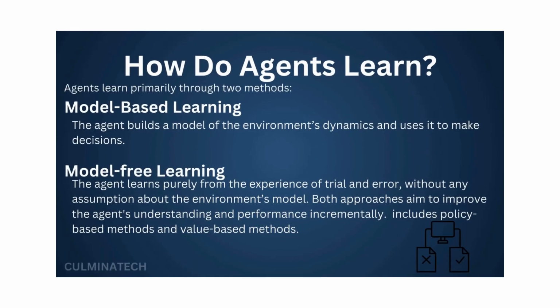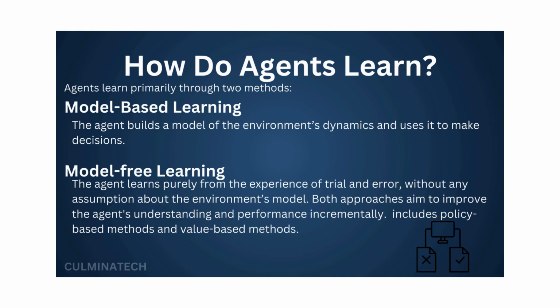So how do agents learn? Agents learn primarily through some methods. We have model-based learning and model-free learning. With model-based learning, the agent creates a model or plan of how the environment works. This model helps it predict the results of different actions before actually taking them.